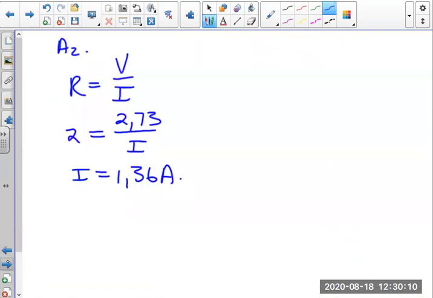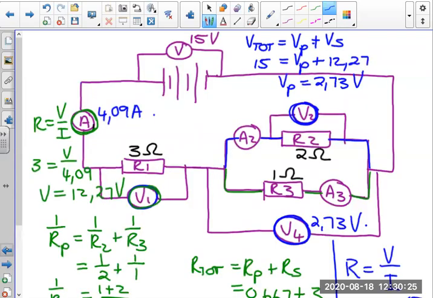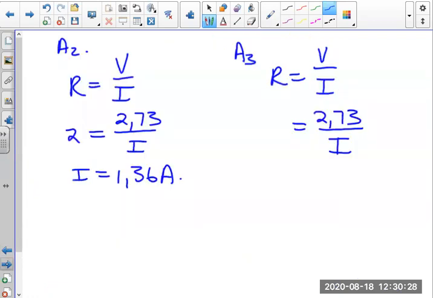And the last one that we have to solve is A3. If we work out A3, we use R equals V over I. The voltage is the same, 2.73. I want to know the current. The resistance is 1 ohm, for R3. So it means the current is going to be 2.73 amps. Okay, so those are the electricity sums that I'm doing with you today.